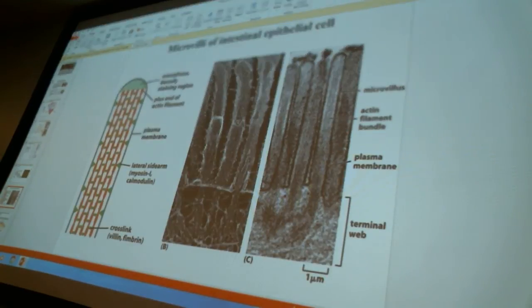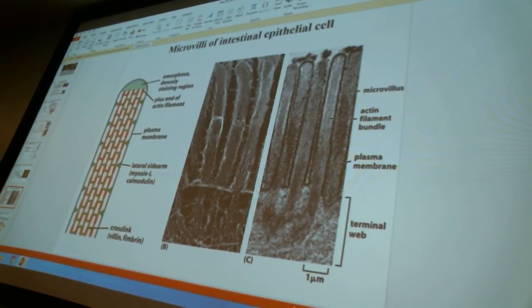Here's another example of microvilli within the intestinal epithelial cell. So here we have the actin fibers that are organized in parallel, a very nice arrangement with a specific distance in between each other to create this very unified shape. And again, there's a number of different accessory proteins that maintain these actin filaments.